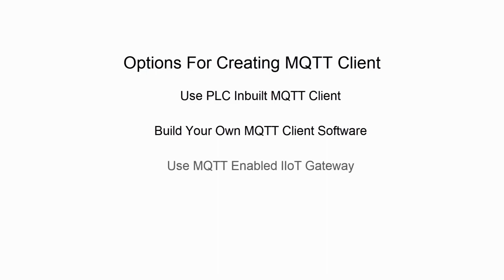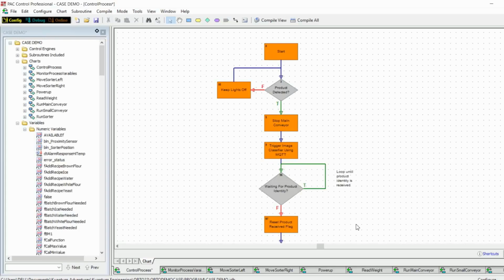Or you can also use a gateway device that talks MQTT on one end and communicates to your control system on the other end. Now, with that said, first of all, let us go back to our control logic so I can show you how I have implemented the triggering of the image classifier and the reading of the product identity. So here I'm on my main control chart that we discussed earlier.